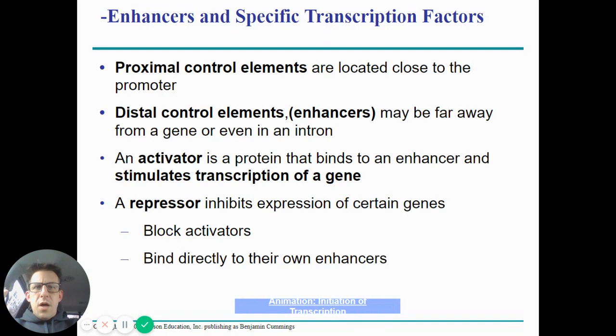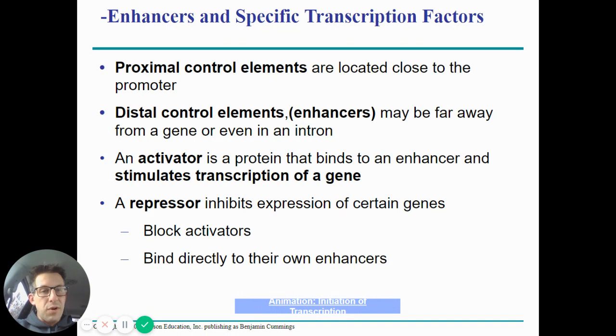All right. So let's discuss: proximal control elements are located close to the promoter. Remember, the promoter is where ultimately the RNA polymerase is going to bind. It's kind of like the starting point for transcription. The distal control elements may be very far away from the gene.